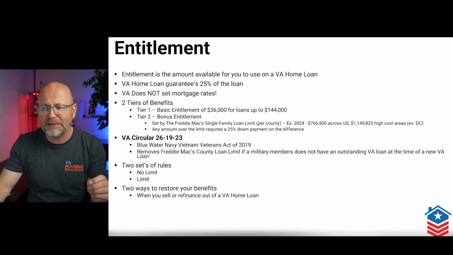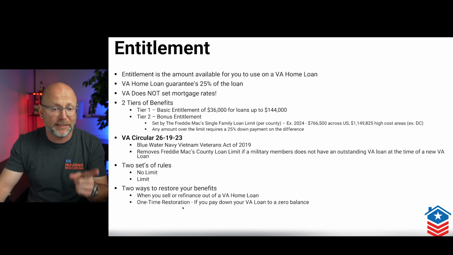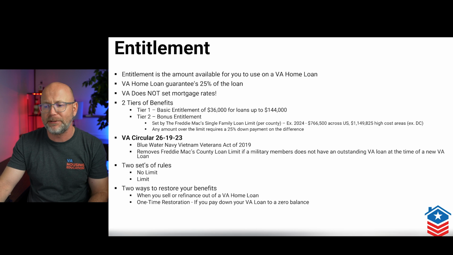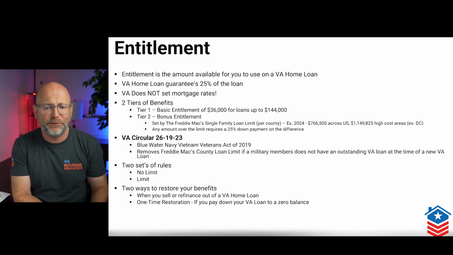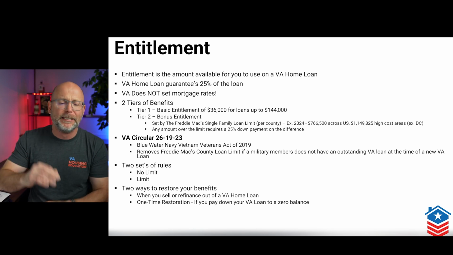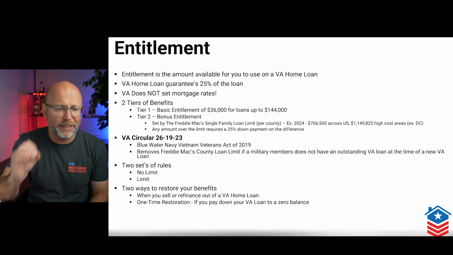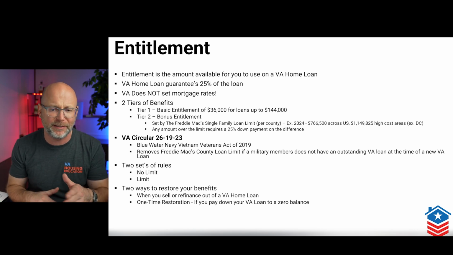Now, if you refinance out of a VA loan into a conventional loan, then technically, you have to do what's called a once-in-a-lifetime restoration. This also applies if you pay down your mortgage to 0. This is like one of those quirky things. You won't be able to use the VA loan to do a cash-out refinance on that property.